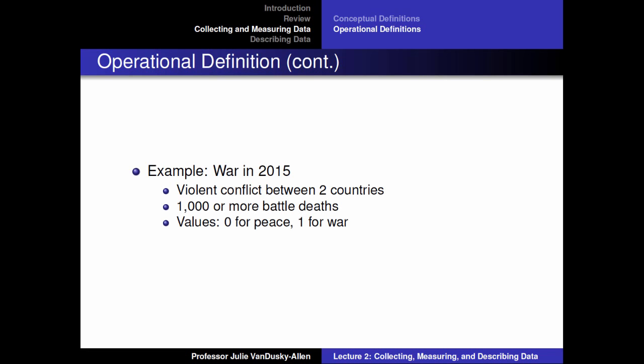For example, if we wanted to measure war in 2015, we could say that a country was at war if they were involved in a violent conflict with another country that resulted in 1,000 battle deaths or more in the year 2015. We could assign a 1 to countries that met this criteria and 0 to countries that did not meet this criteria.